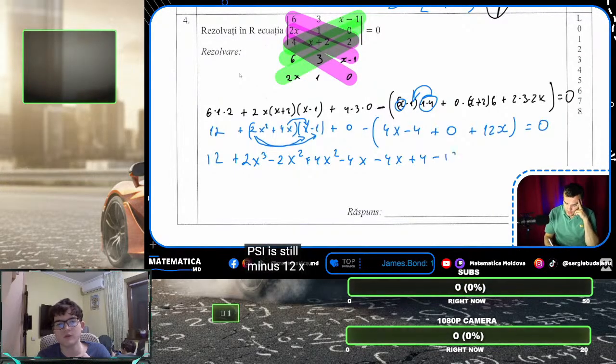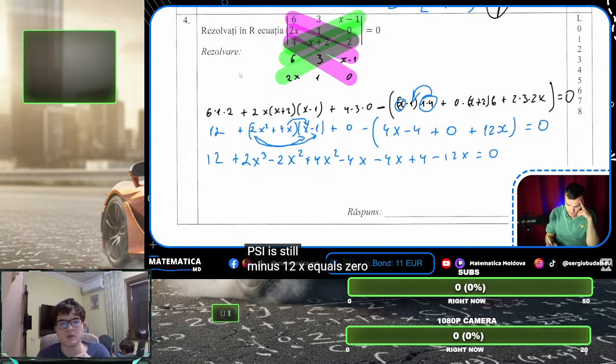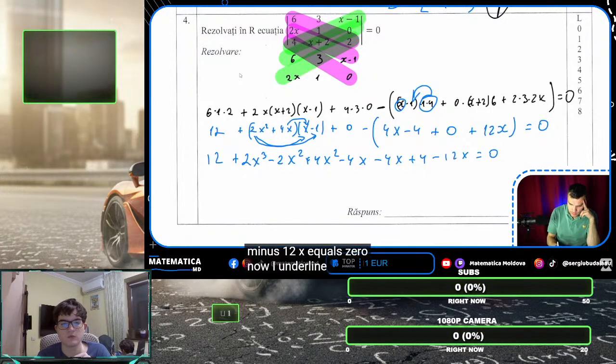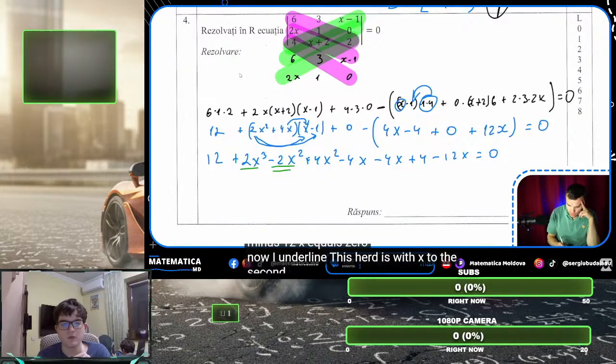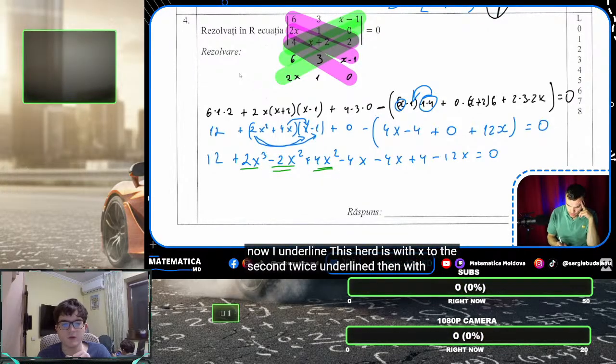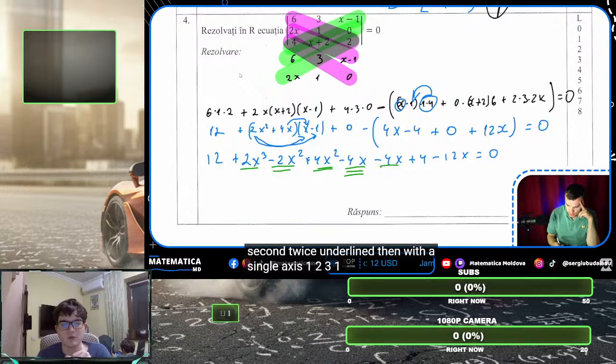So come on, let's go. Change the sign and stuff. That's gonna be equal to 0. Now we got 2x third power minus 2x second power plus 4x second power. So that's the terms of x. We're gonna work with that.